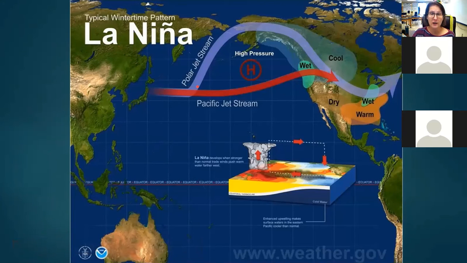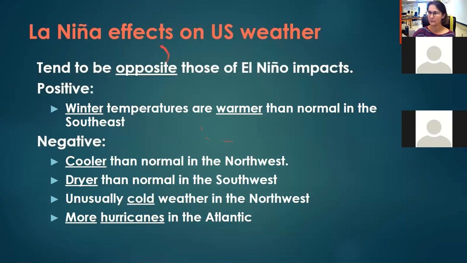Now, La Nina is just the opposite. You have everything going the other way. La Nina, here's a tip, is a normal year on steroids. Everything is much, much more enhanced. It tends to be the opposite of those of an El Nino.